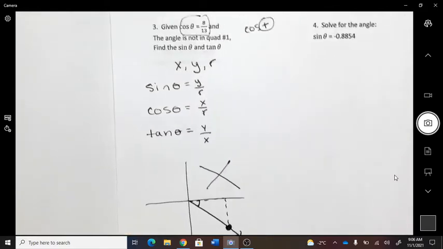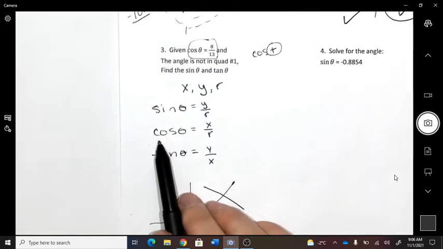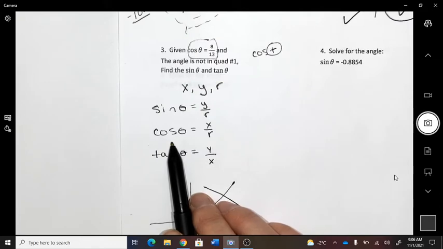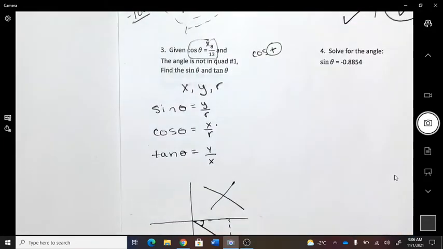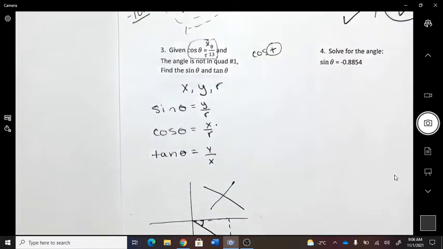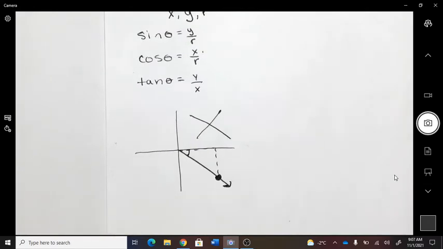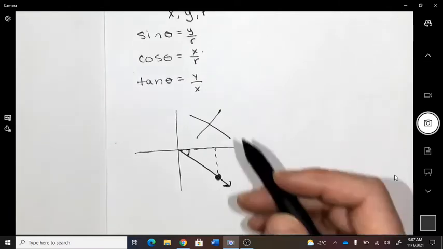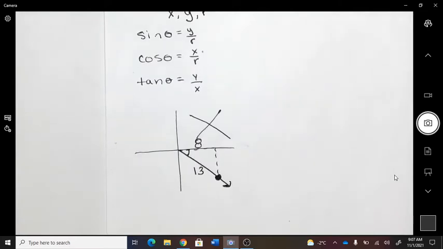I was given a cos ratio. So 8 over 13. What is that representing? The 8 is the x, and the 13 is the r, because I'm just matching here to the formula. So 8 is the x, the r is 13. Can you place those on your triangle? Everyone understands that the r is the radius.